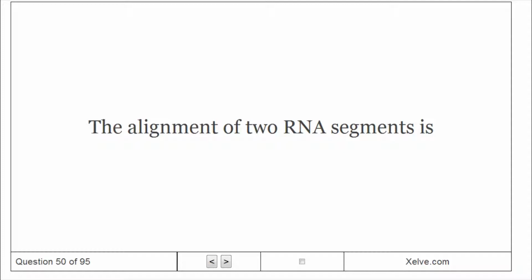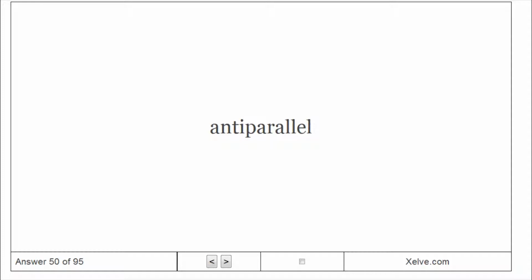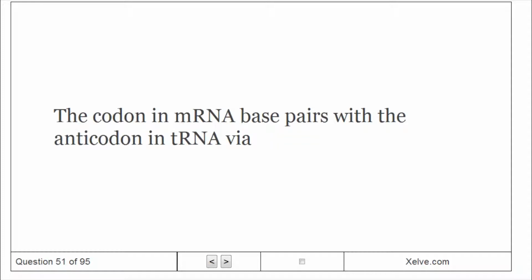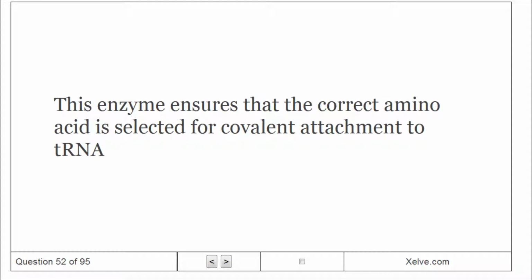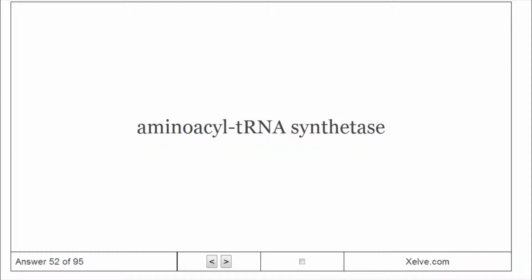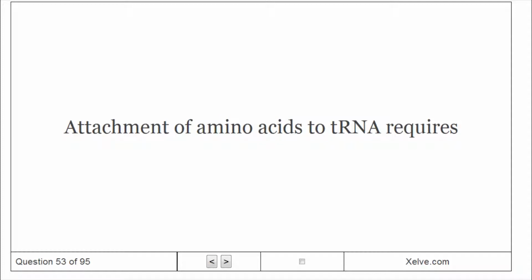The alignment of two RNA segments is antiparallel. The codon in mRNA base pairs with the anticodon in tRNA via hydrogen bonding. This enzyme ensures that the correct amino acid is selected for covalent attachment to tRNA: aminoacyl tRNA synthetase. Attachment of amino acids to tRNA requires ATP.